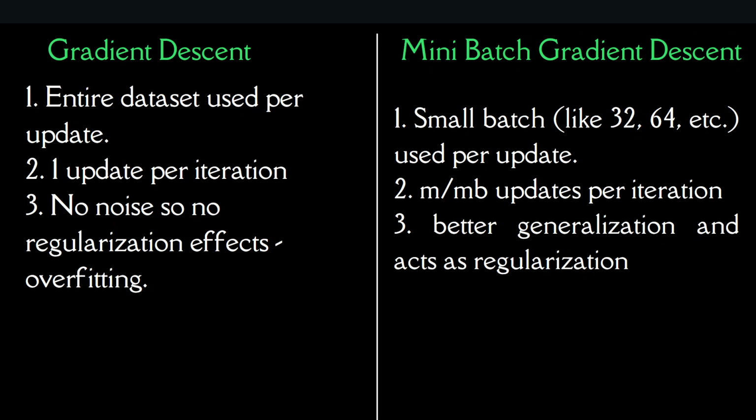Suppose the dataset has 1000 data points, so m will be 1000. Suppose our batch size is 64, so the total number of updates per iteration will be 1000 by 64.